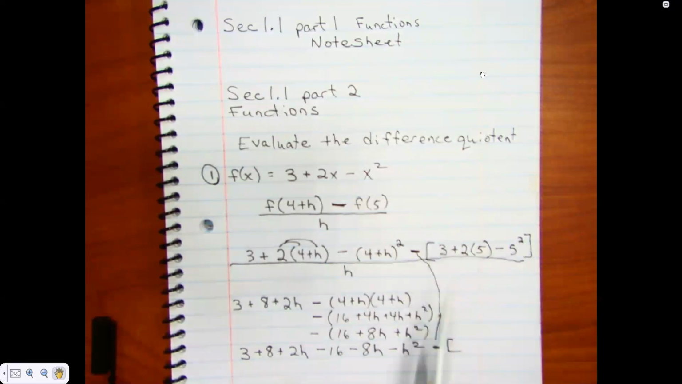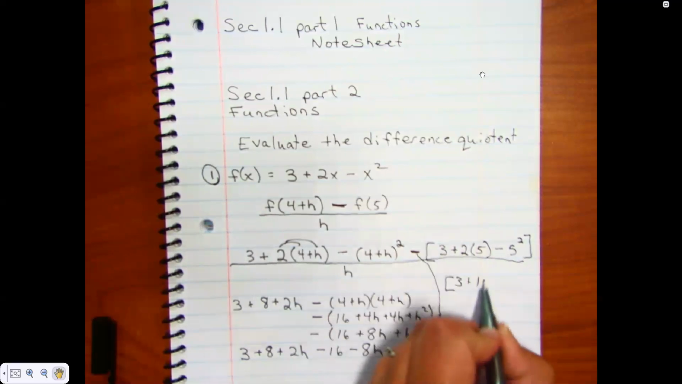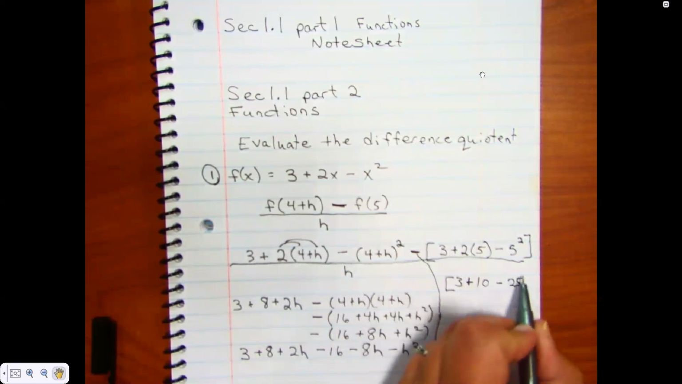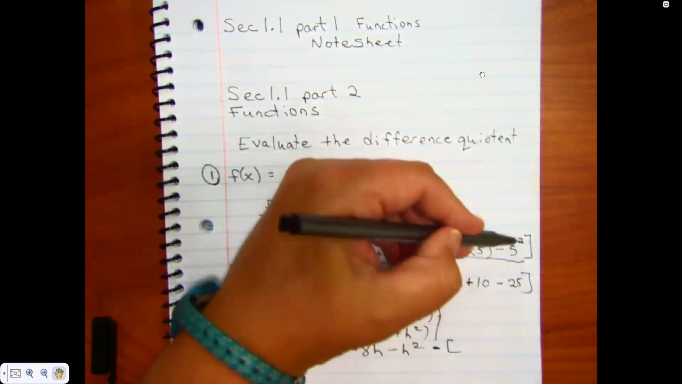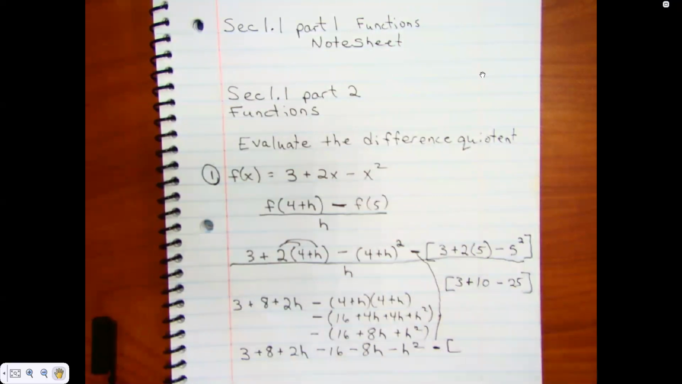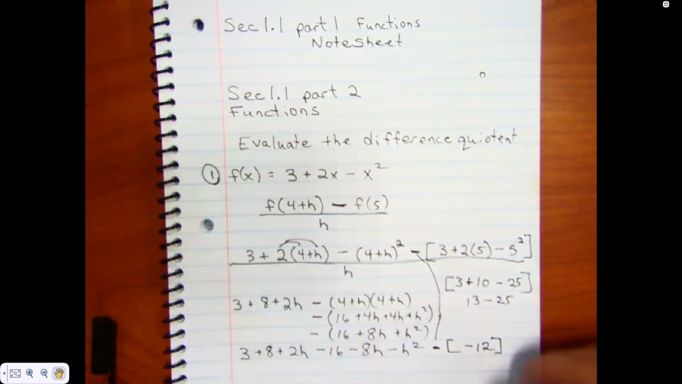All right, so 3, we can do it here. 3 plus 5 times 2 is 10, minus 25. That squared, that negative is not part of the squared, so it just comes down. That gives us what, 13 minus 25. So we could write it, 13 minus 25. So that gives us negative 12. Slide it up.